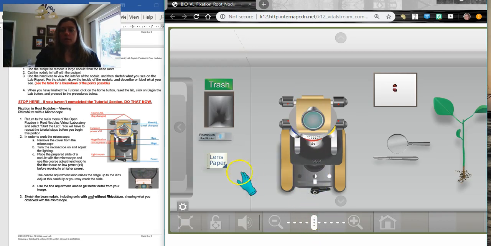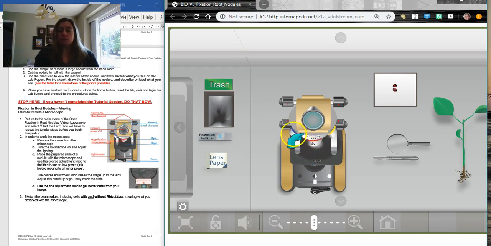Okay. So what we're going to do is take this slide. For C, it says, place the prepared slide of a nodule with the microscope and use the coarse adjustment to find the tissue on the lowest power. So when I say lowest power, this is your eyepiece. This is what you look through at the top. It is always worth 10 times magnification. So if you just used this to look at something, you would see that 10 times bigger.